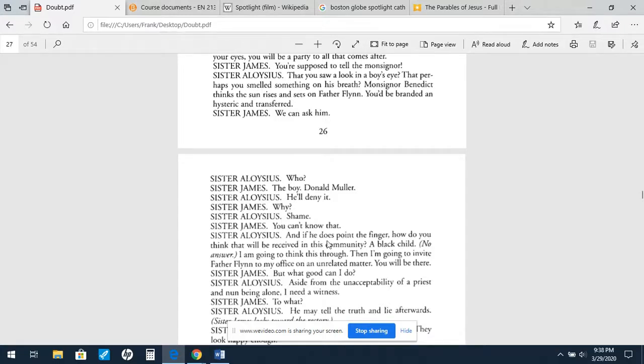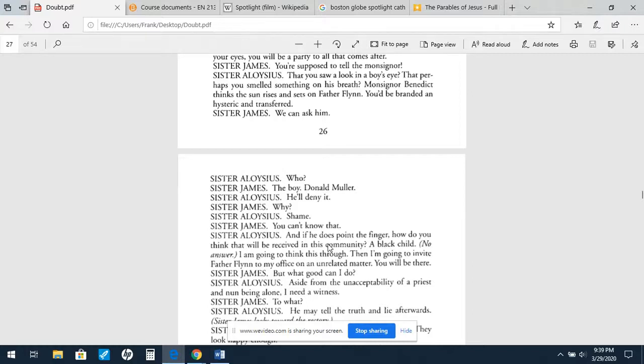You can't know that. So with Shanley, the only characters in this play are the two nuns, Father Flynn and Donald Muller's mother. There are no child characters in this play, which means that Donald Muller is never a character in this play. And so we can never go to the source, right? We can never go and get Donald Muller's side of the story. All we ever get are these two implacable forces.